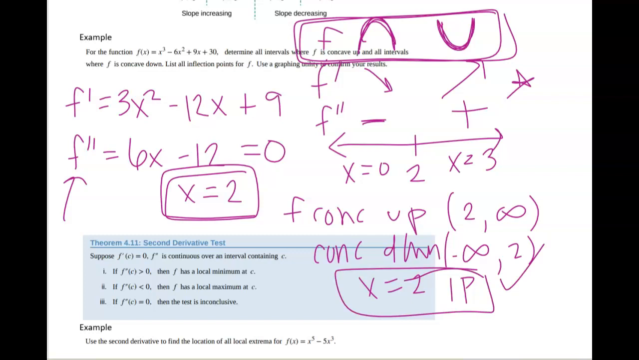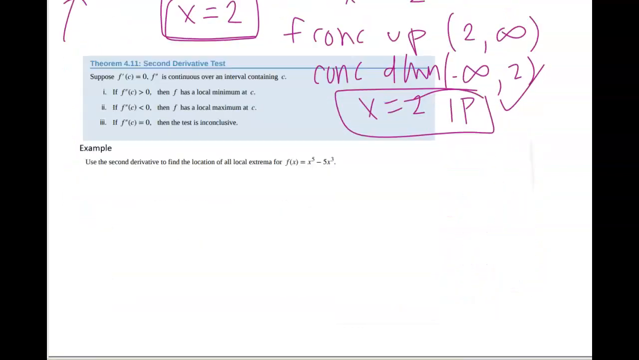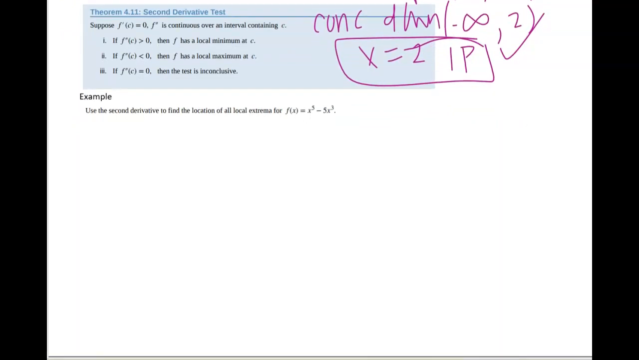Another thing the second derivative test is helpful for is if I need to figure out if a critical point is a maximum or minimum, and I really don't want to do the number line test. So let's do an example of this. Now, I always tend to default to the number line test, but the second derivative test is helpful in some situations. So let's go ahead and do an example here.